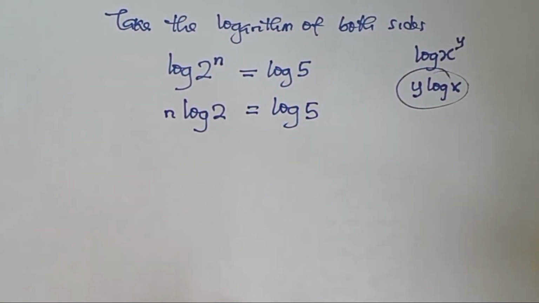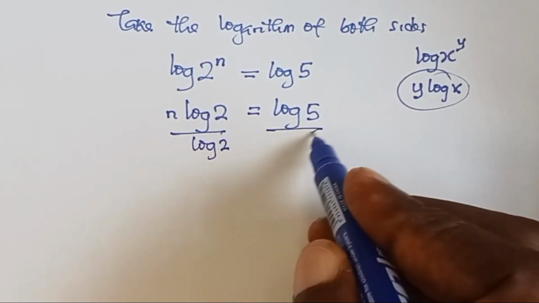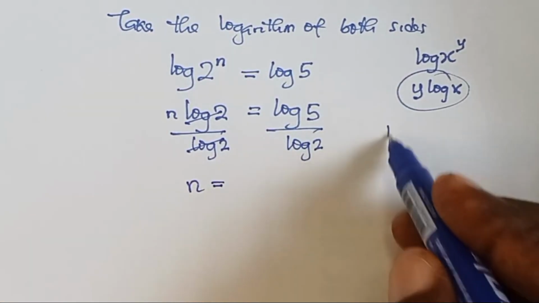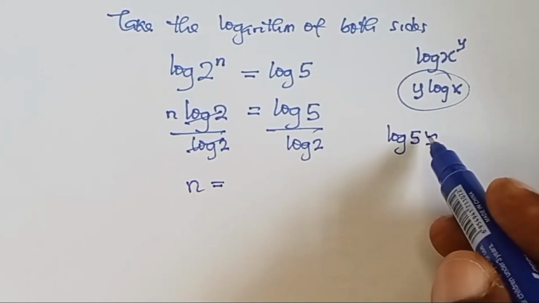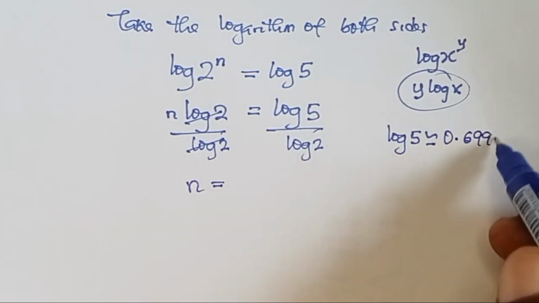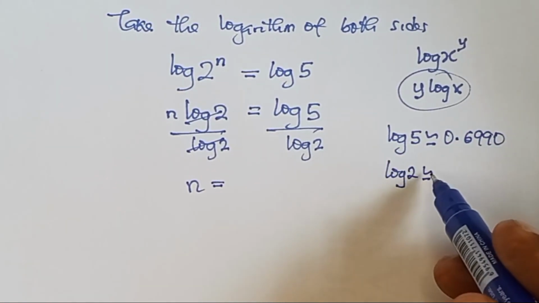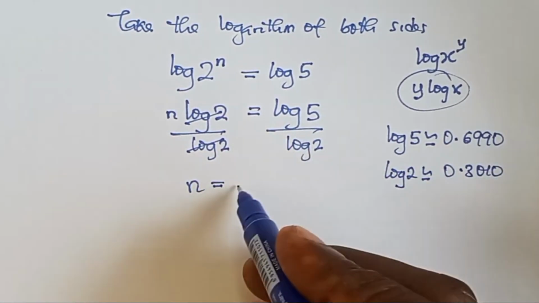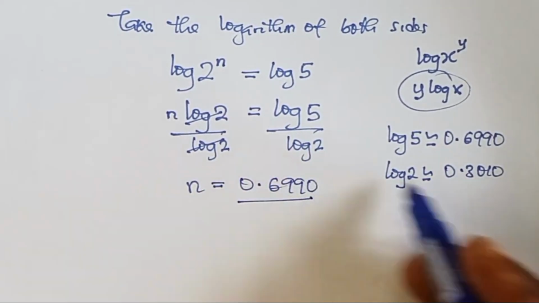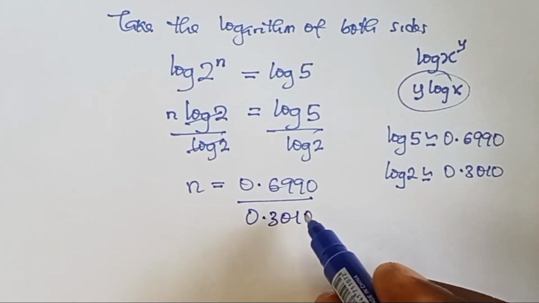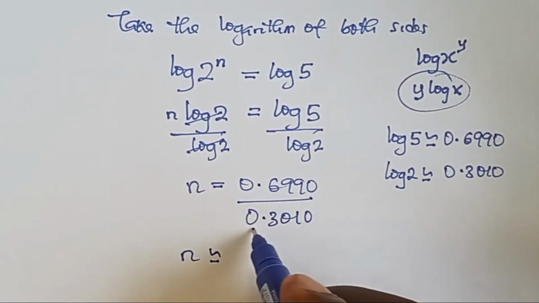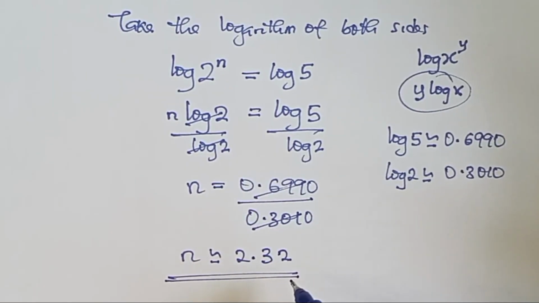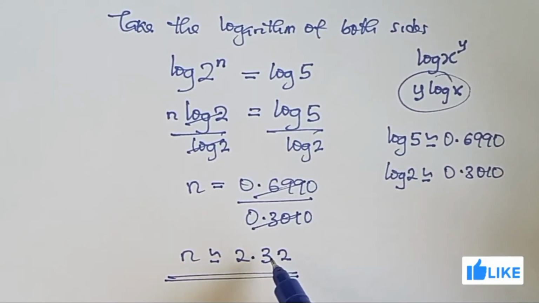Then you can divide both sides by log 2. So we divide this by log 2 and divide this by log 2, so that log 2 cancels log 2. Then we have n equals, what is log 5? Log 5 is equivalent to 0.6990, while log 2 is equivalent to 0.3010, to 4 decimal places. So we have 0.6990 over 0.3010. So n is approximately, by the time we divide this by this, 2.32. n is approximately 2.32, to 2 decimal places.